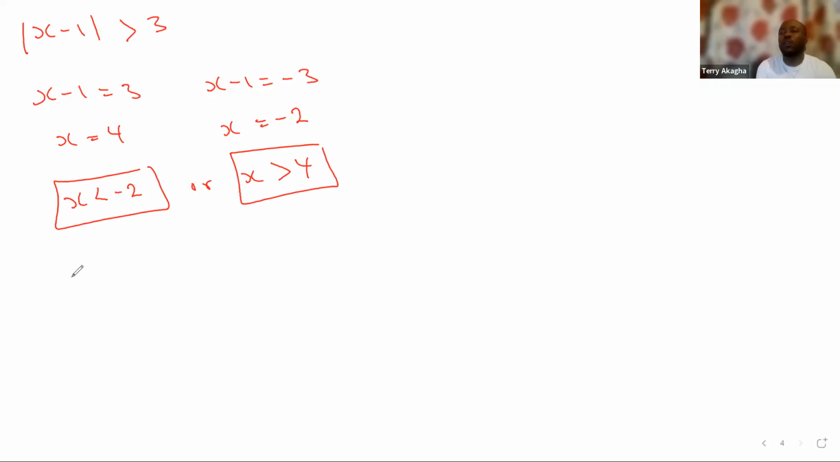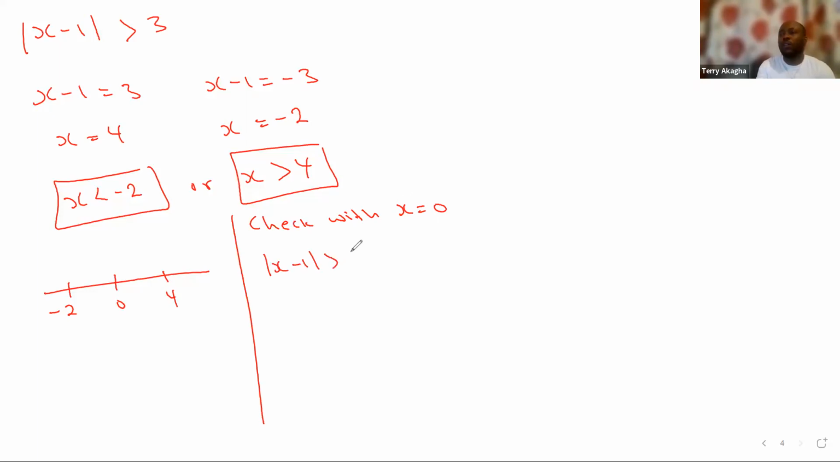So the same thing, you can draw it and check it on the number line. This is going to be 0, this is minus 2, and this is going to be what? 4. As usual, you check with 0 to see if 0 is part of the solution. So you have x minus 1 greater than 3: 0 minus 1 is minus 1, and minus 1 is not greater than 3, so 0 does not work.